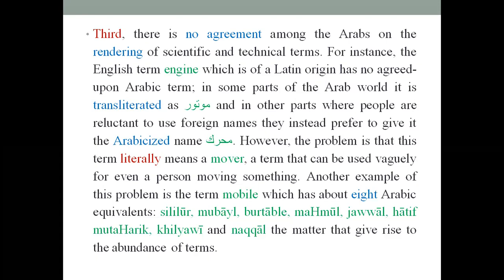Some people say mobile as it is, borrowing the English pronunciation. Some people say هاتف محمول, هاتف نقال, جوال, and so on. All of these terms refer to only one technical term in English, which is mobile.